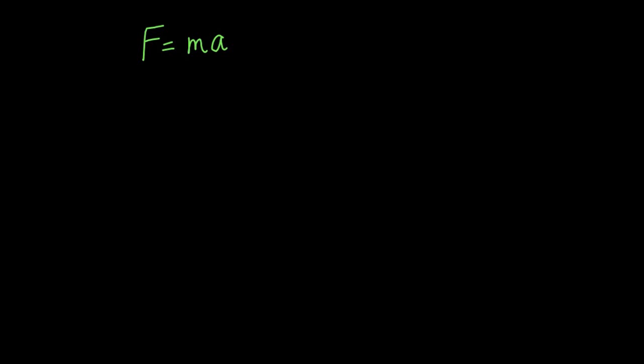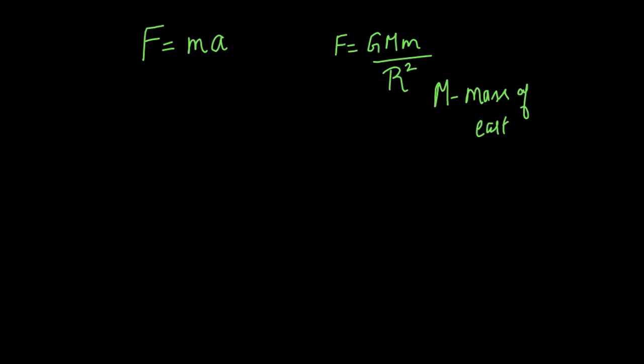So what is Newton's law of gravity? F is equal to capital G, capital M, small m over r square. And capital G is the universal gravitational constant. Capital M is the mass of our planet Earth, and small m is the mass of the object that is falling due to gravity.